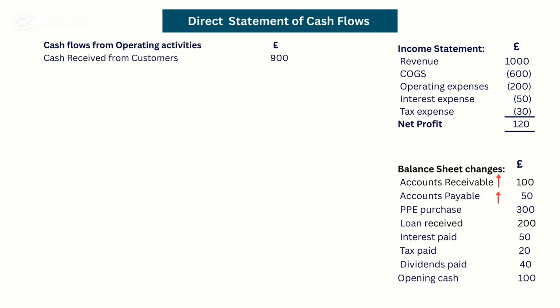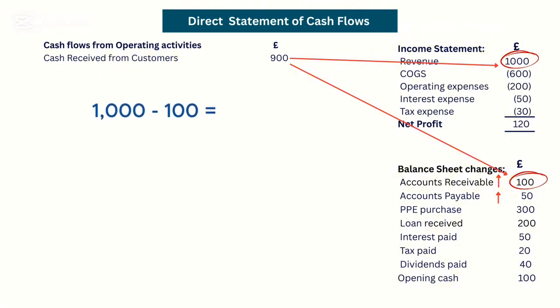Revenue in the income statement is 1,000. However, accounts receivable increased by 100. This means we did not collect all of our sales in cash. So, 1,000 minus 100 equals 900. Therefore, the company actually received 900 in cash from customers.